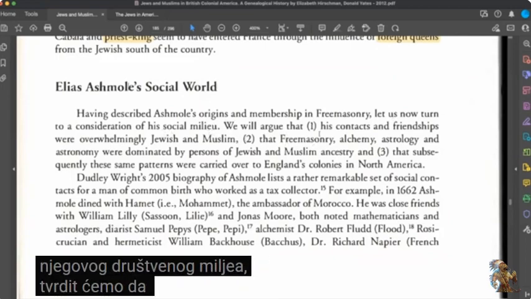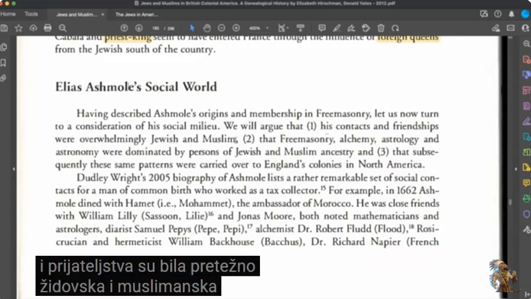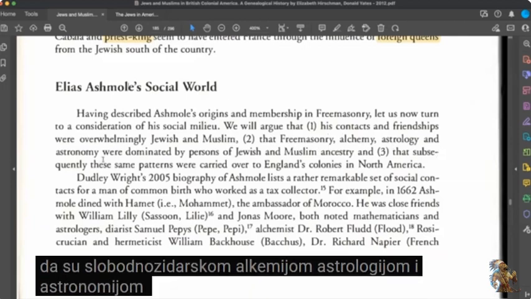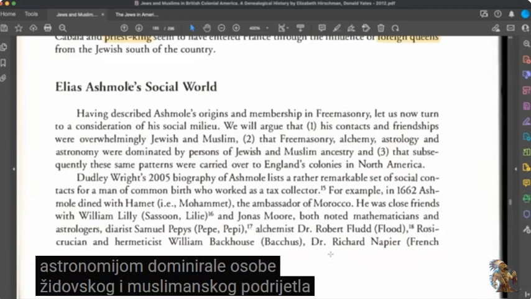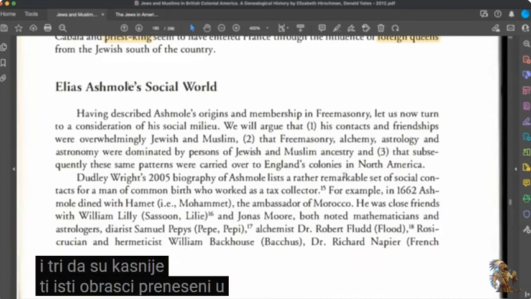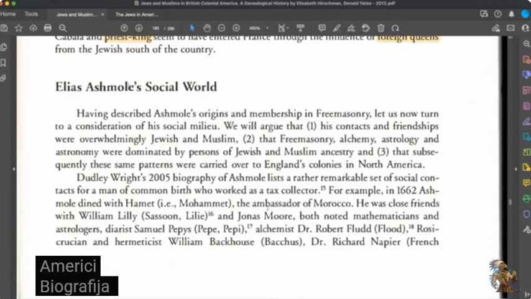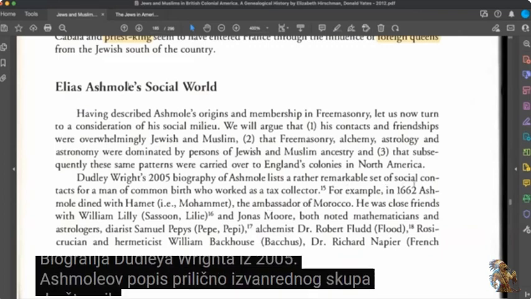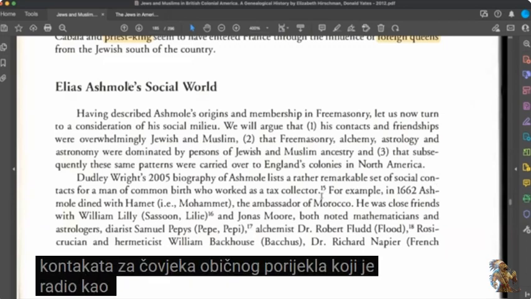We will argue that, first, his contacts and friendships were overwhelmingly Jewish and Muslim. Second, that Freemasonry, alchemy, astrology, and astronomy were dominated by persons of Jewish and Muslim ancestry. And third, that subsequently these same patterns were carried over to England's colonies in North America. Dudley Wright's 2005 biography of Ashmole lists a rather remarkable set of social contacts for a man of common birth who worked as a tax collector.